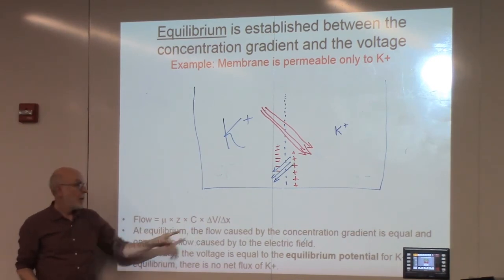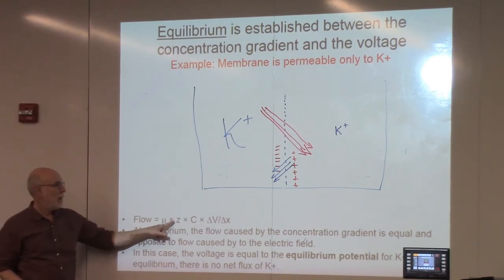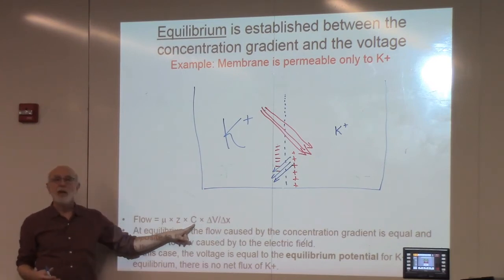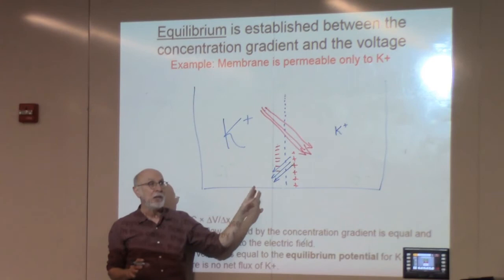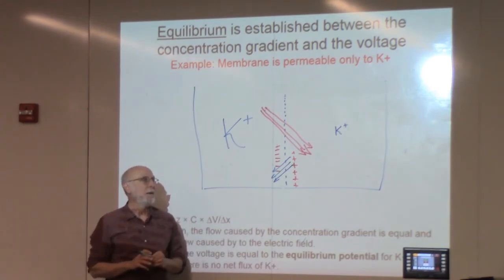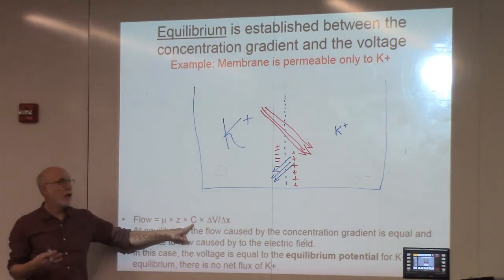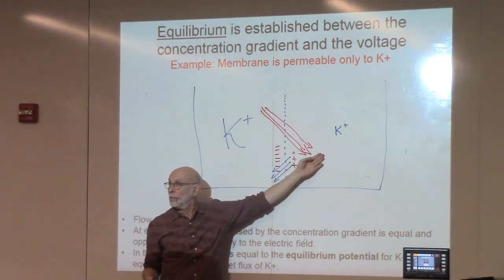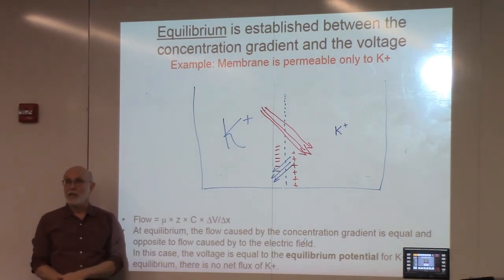Okay? So this is a constant, the mobility of the ion in solution. This is a constant, the charge of the ion in solution. Concentration, we're going to treat as if it's a constant, because the changes in concentration that happen here are infinitesimally small. So we're going to treat this as a constant, whatever concentration happens to be present over here. And then the voltage gradient is what is established by that concentration gradient.